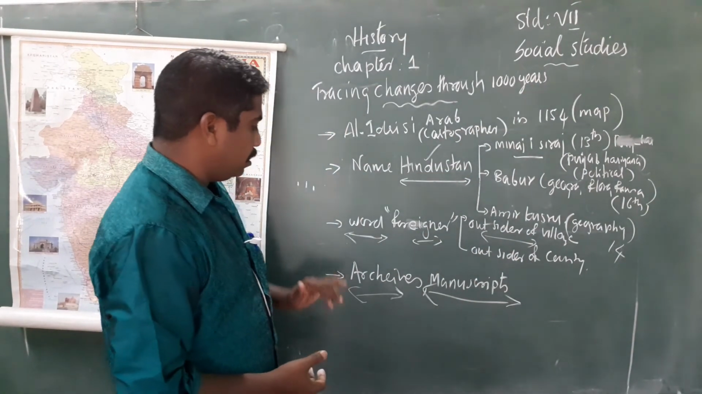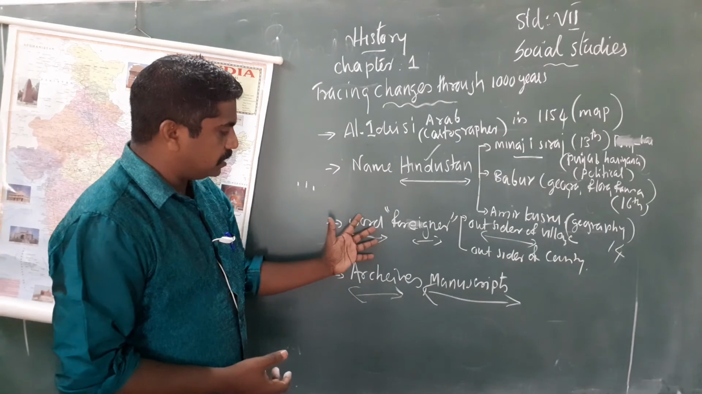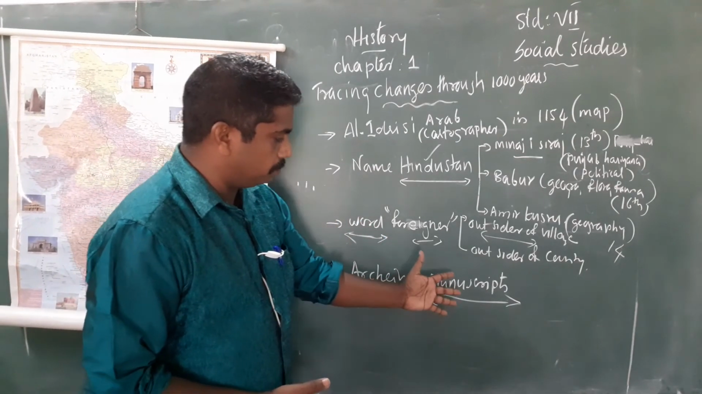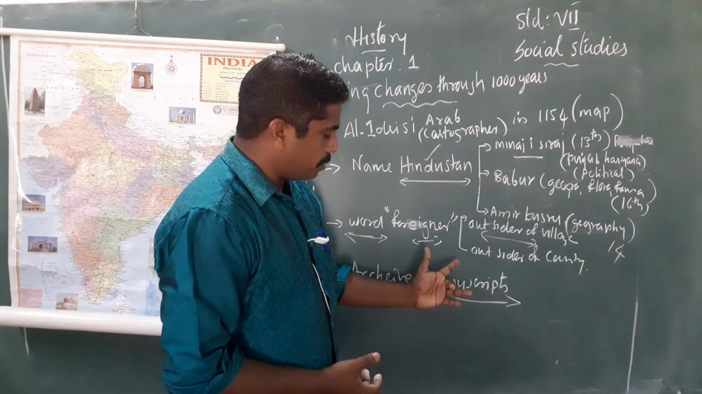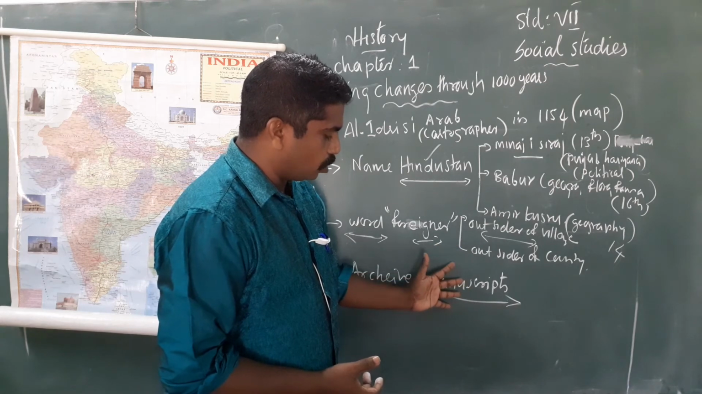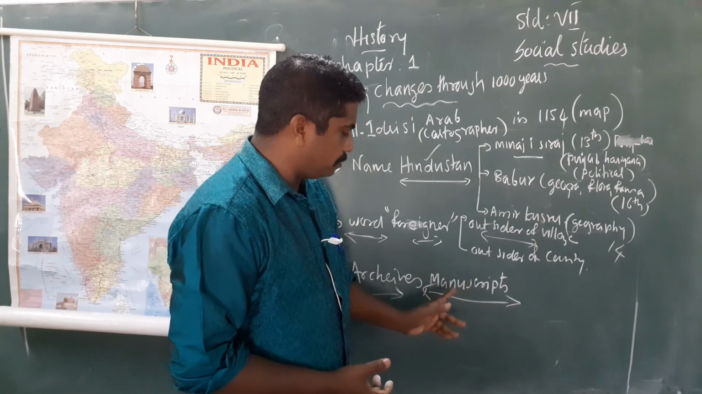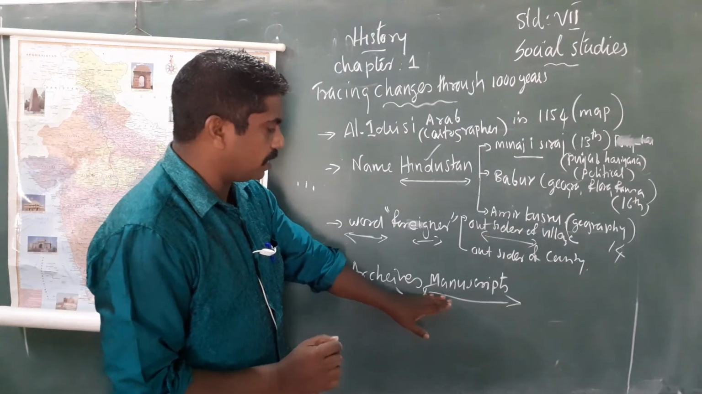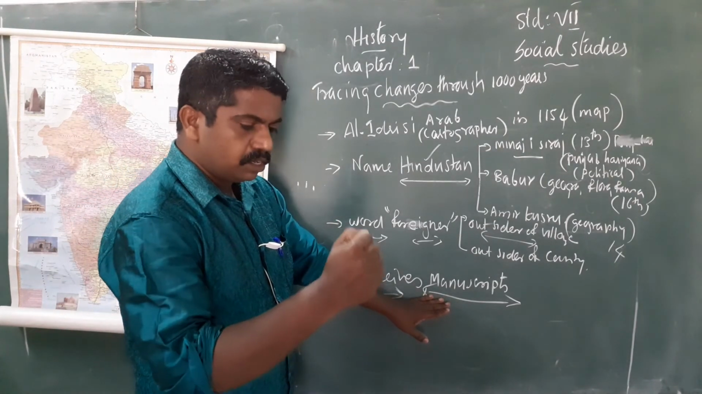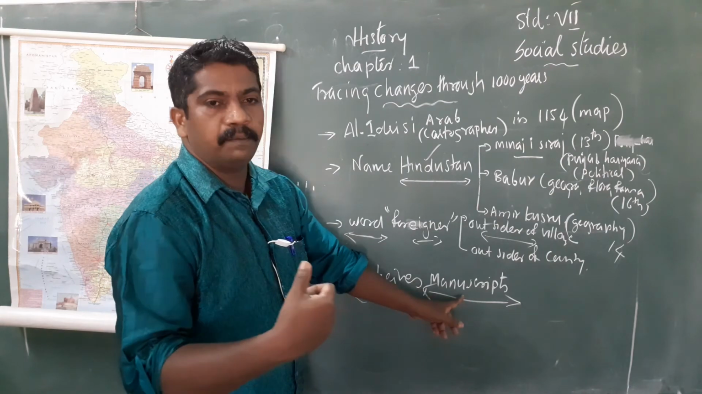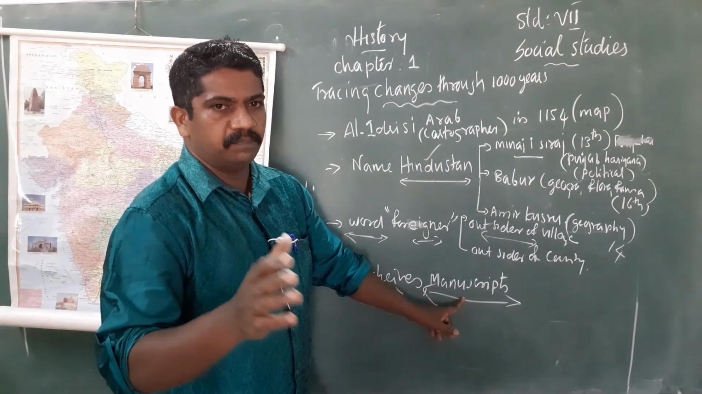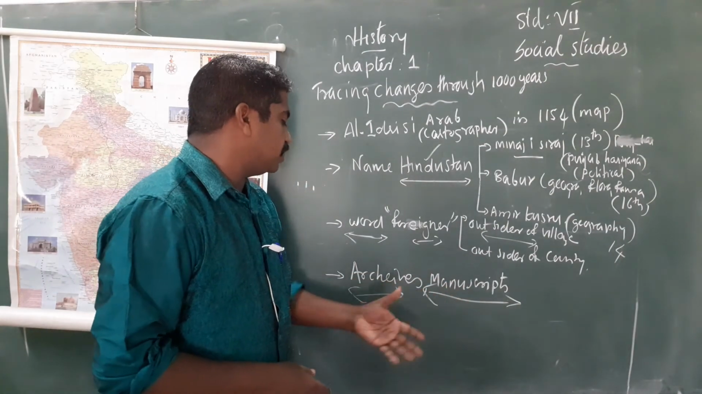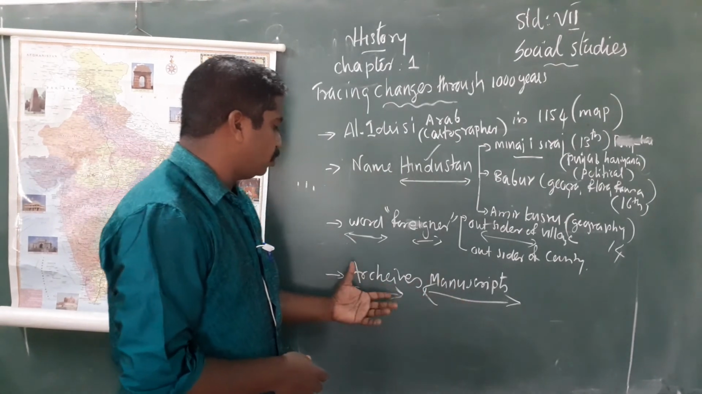We get information about these changes from what is written in manuscripts. What are manuscripts? Manuscripts are handwritten documents, written on palm leaves, as you see in early films. The places where manuscripts are kept are called archives.